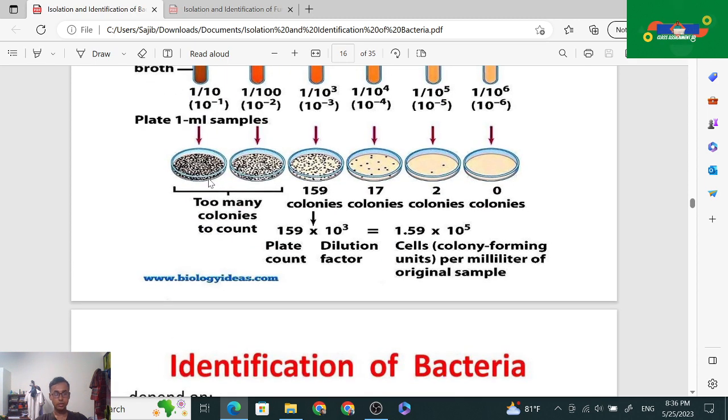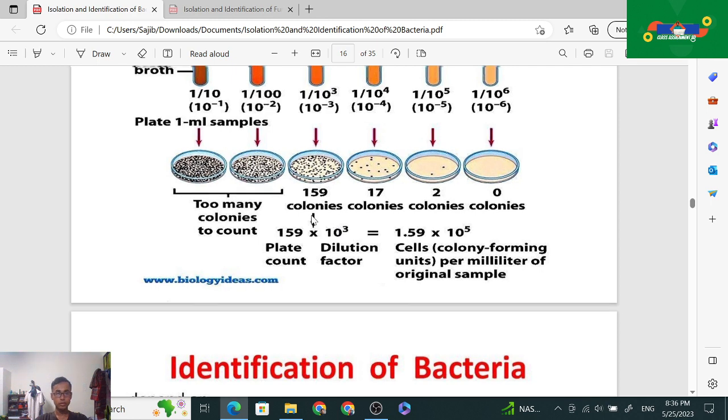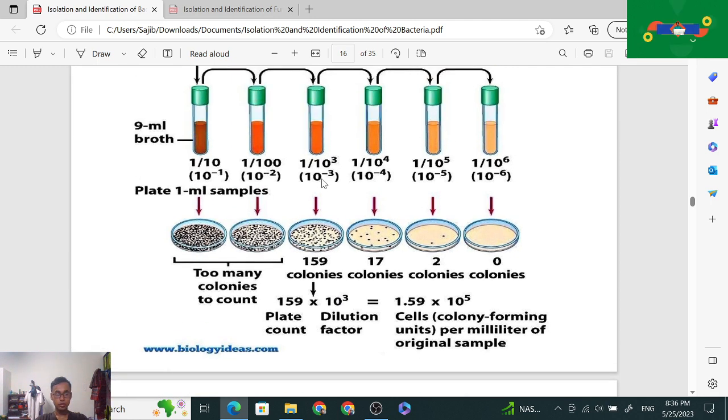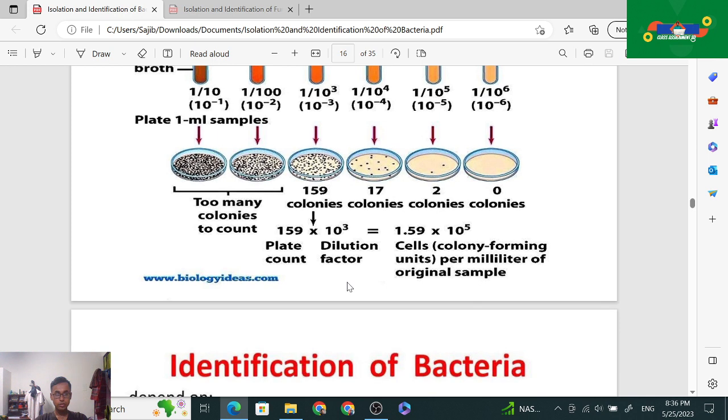And here you can see too many colonies to be counted. And here we can say 159 colonies, 17 colonies, 2 colonies. Here no colonies formed in this picture. So if we consider here, the colony number is 159, then the plate count number 159 into the dilution factor, here for number 3 it is 10 to the minus 3. So here is the dilution factor.